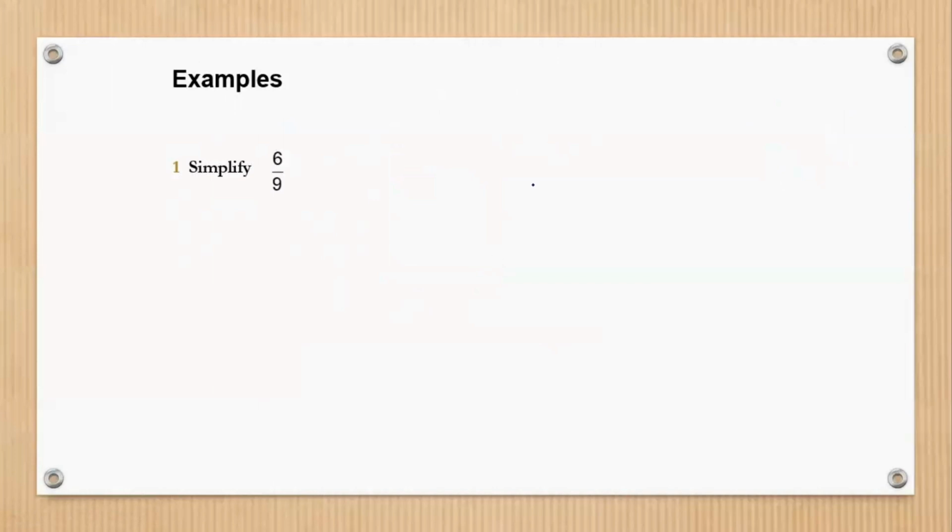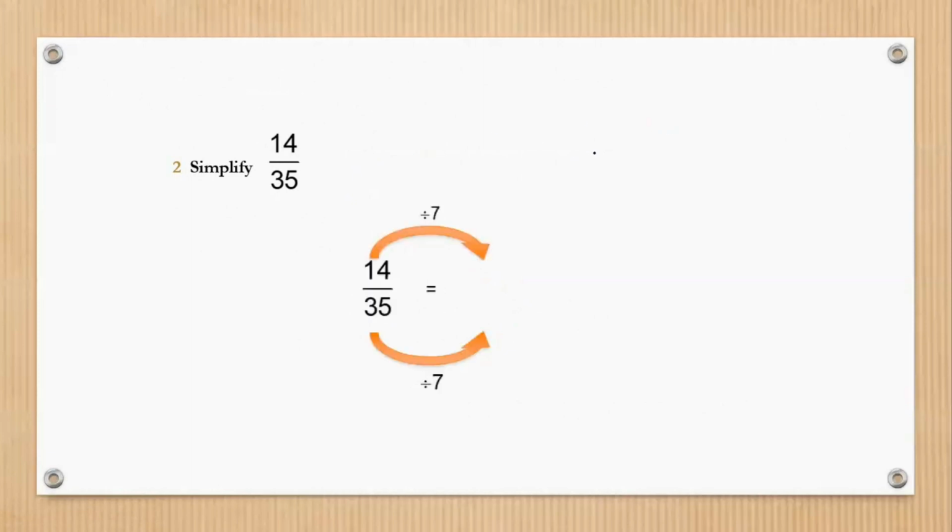Now simplify 6 by 9. So we find the HCF of 6 and 9. The HCF of 6 and 9 is 3. So dividing both by 3, 6 divided by 3 we get 2, 9 divided by 3 we get 3. Now simplify 14 and 35. What is the HCF of 14 and 35? HCF of 14 and 35 is going to be 7. So dividing both the numbers by 7, 14 divided by 7 we get 2, and 35 divided by 7 we get 5. So 2 upon 5 is the simplified form of 14 by 35.